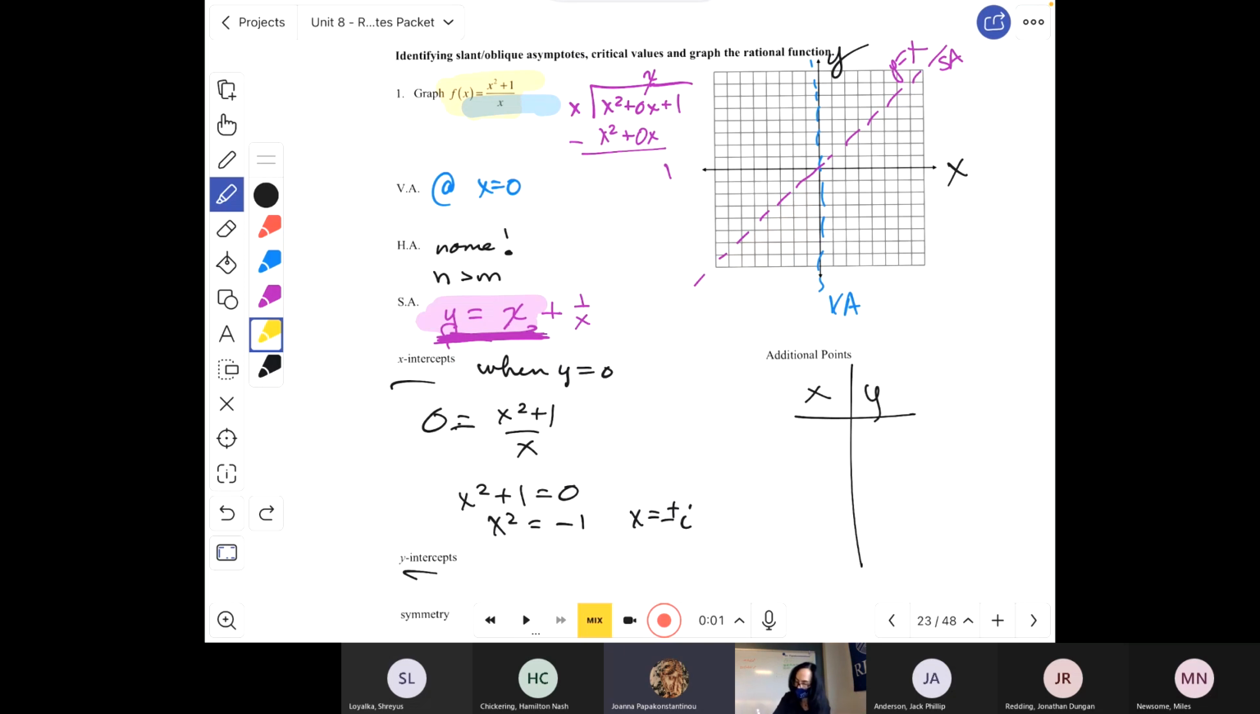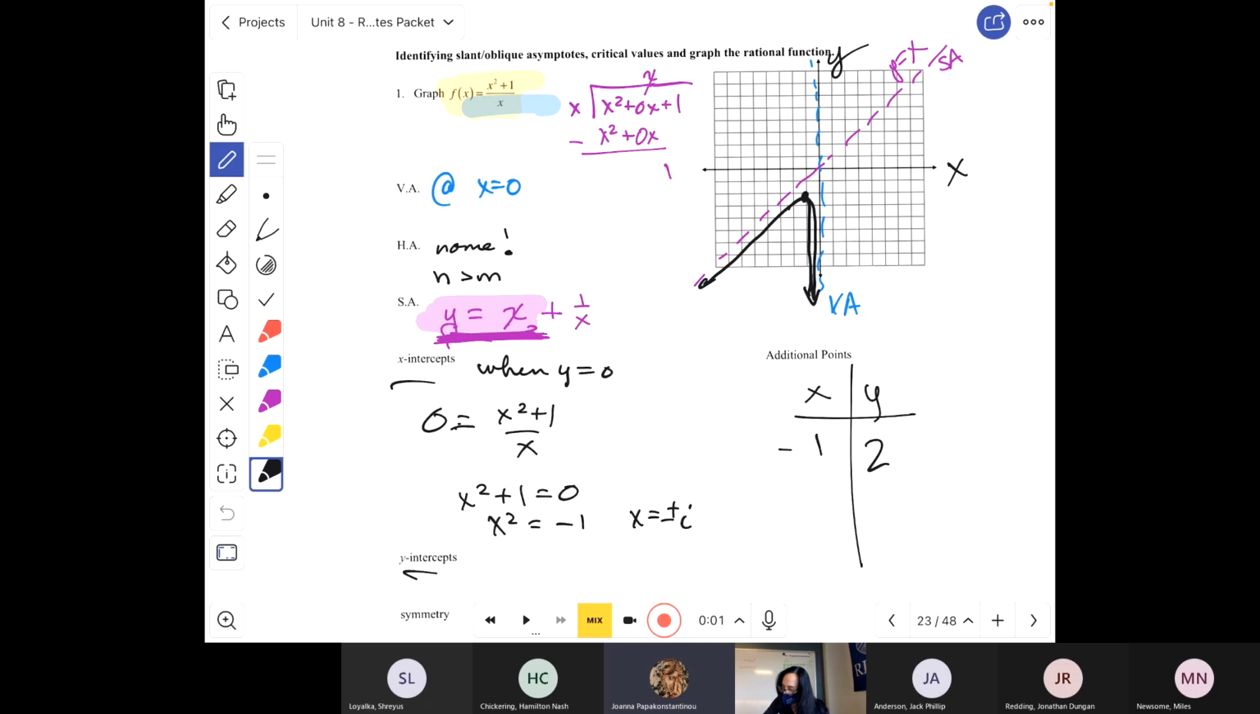So I'm going to choose x equal to -1. When x is equal to -1, substitute into the function and tell me what y is. -2. Do you see that? I know my graph. Look how lovely that is. I'm hugging my asymptotes. I'm approaching it, but I'm not going to cross it.